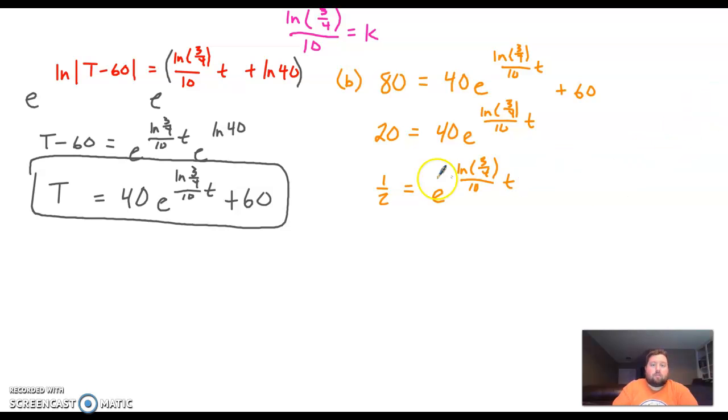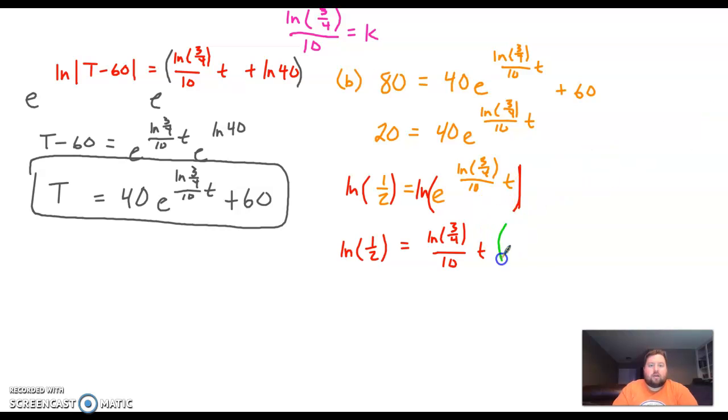We're going to take the log of both sides to cancel out our exponential base. So we get log of a half equals natural log of 3/4 divided by 10 times t. And then we just finish up by multiplying by the reciprocal of that fraction. That'll get t by itself.